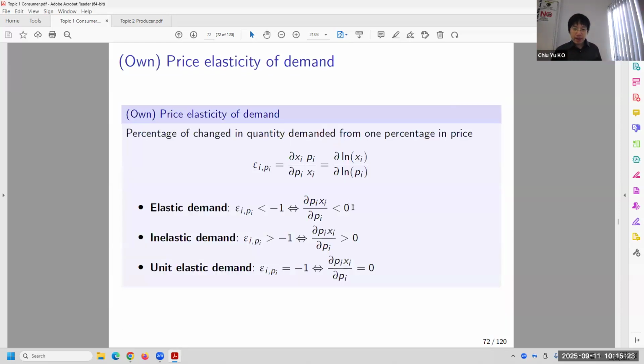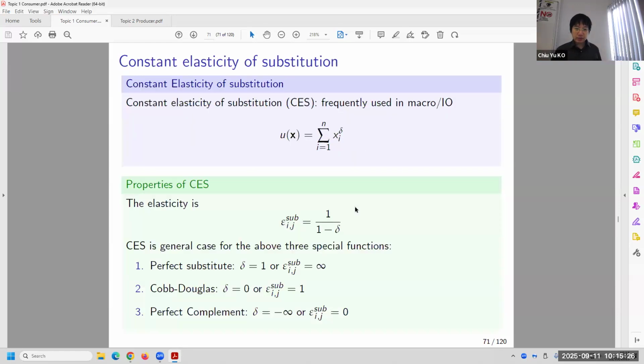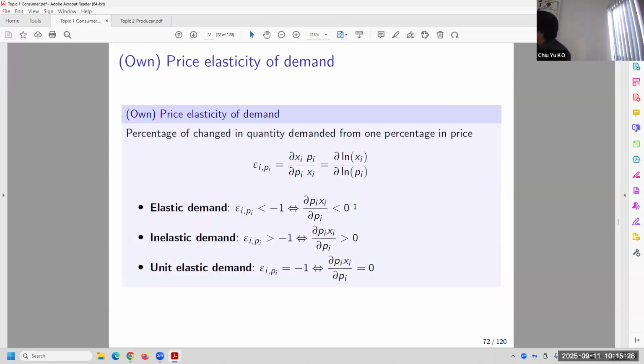The other elasticity is called price elasticity, also very commonly estimated. It is how the change in price affects your demand, right? And basically this is the demand curve. And in marketing it is estimated even more, because this is actually what most firms are doing.